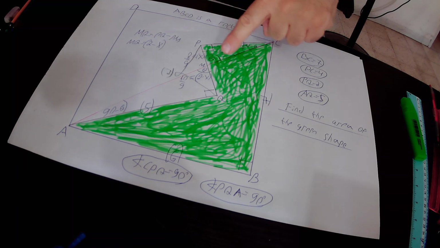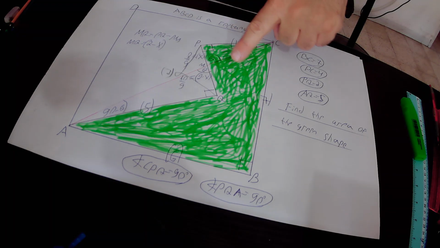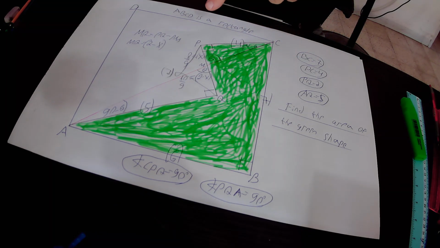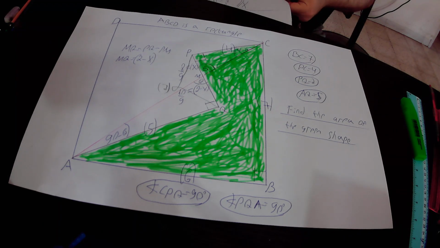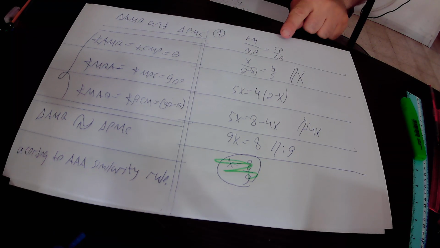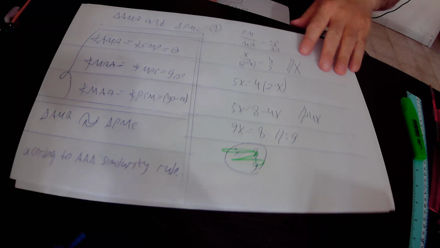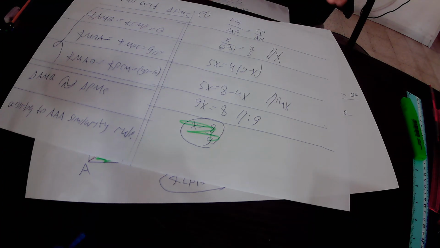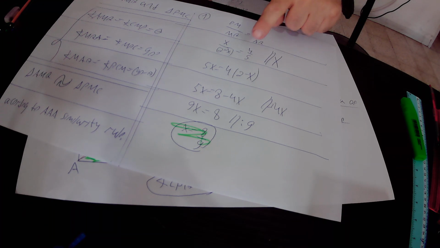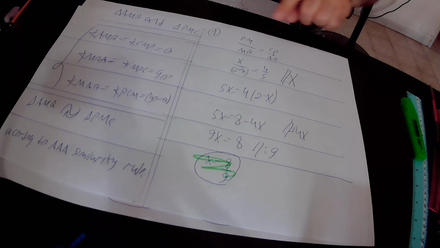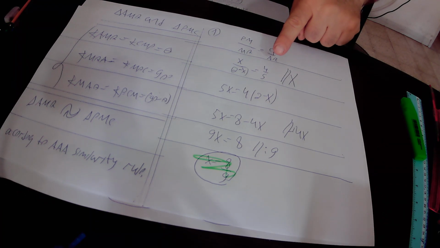We will derive that side PM in the right triangle PCM over side MQ in the right triangle AMQ equals side PC in the right triangle PCM over side AQ in the right triangle AMQ. Repeat again, PM over MQ equals CP over AQ. PM is X, MQ is 2 minus X, CP is 4, AQ is 5. So in conclusion, X over 2 minus X equals 4 over 5.